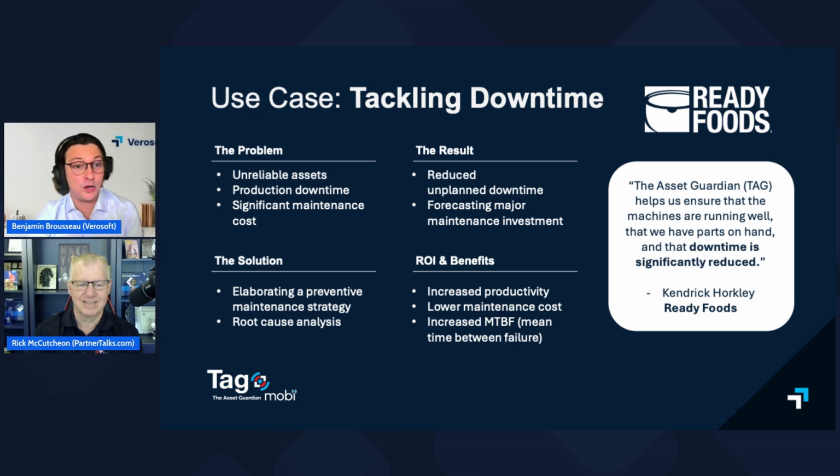Okay? So the problem is they have unreliable assets. It generates downtime, significant maintenance costs, loss of revenue. Okay? So the solution with that is we need to elaborate a preventive maintenance strategy. Okay, so we'll identify key assets by priority or what's the impact, and then we'll advise on preventive maintenance that can be put in place.